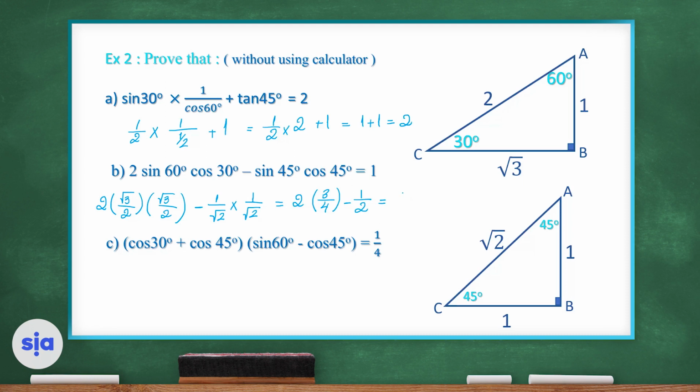Then it's 3 over 2 minus 1 over 2. So the right answer is now 1. So here you prove that the left-hand side is equal to the right-hand side.